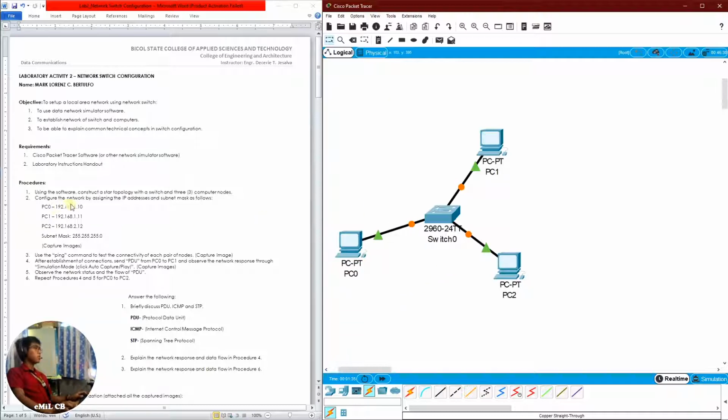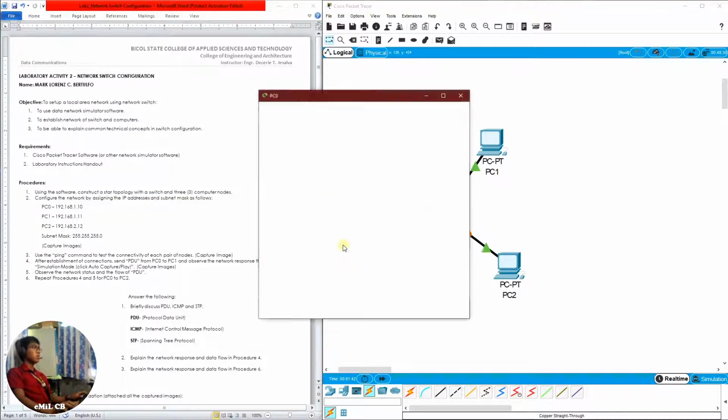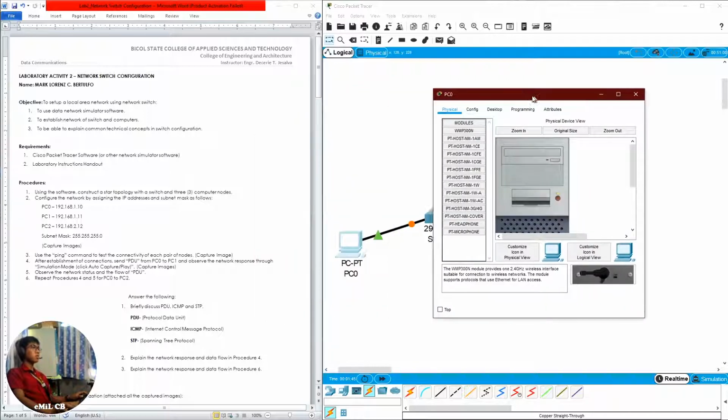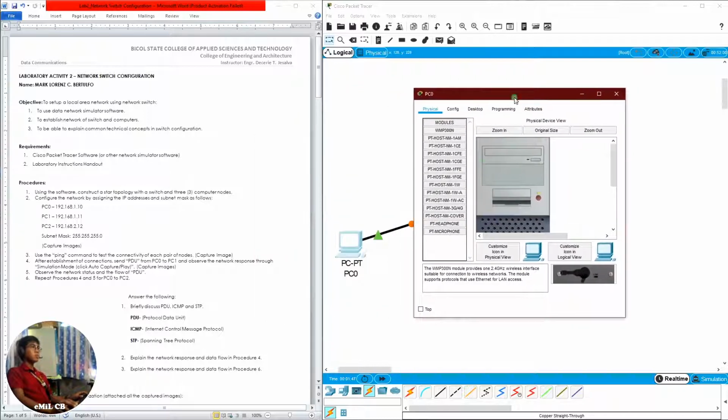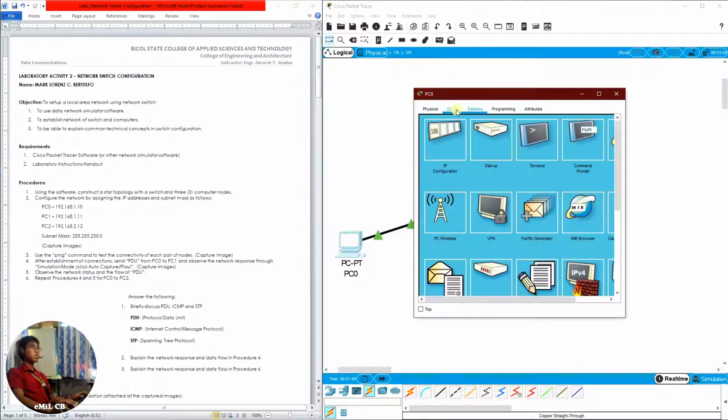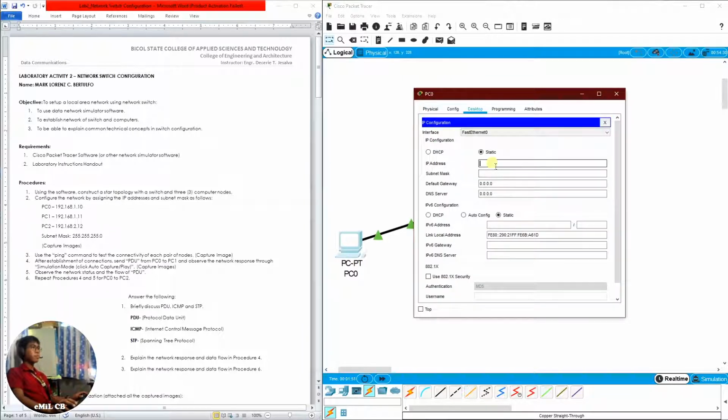Number 2, configure the network by assigning the IP addresses and subnet mask as follows. So for PC0, the IP address will be 192.168.1.10. The subnet mask will be 255.255.255.0.